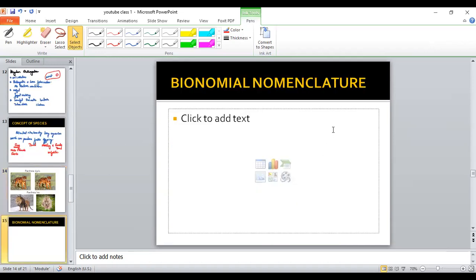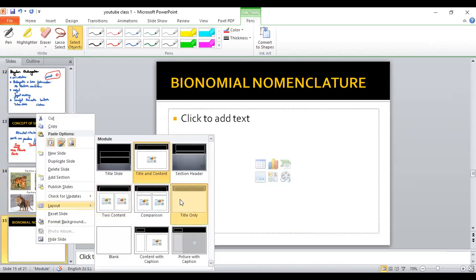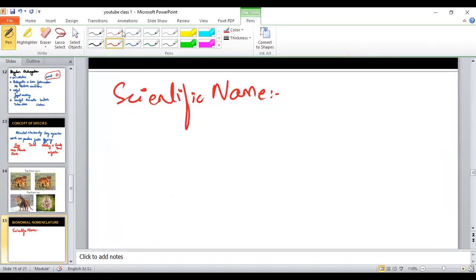Okay. Now we are talking about binomial nomenclature. Binomial nomenclature means we are giving a scientific name to each and every living organism. The scientific name of a living organism consists of two parts. First is the genus name, and second is the species name.